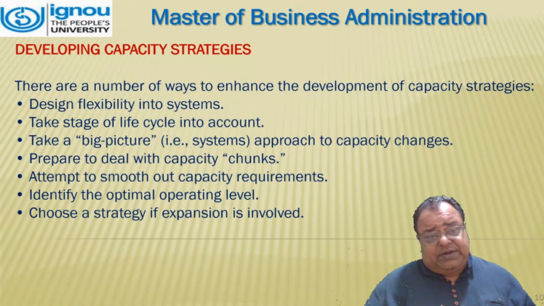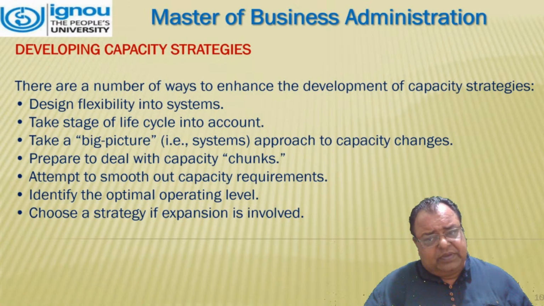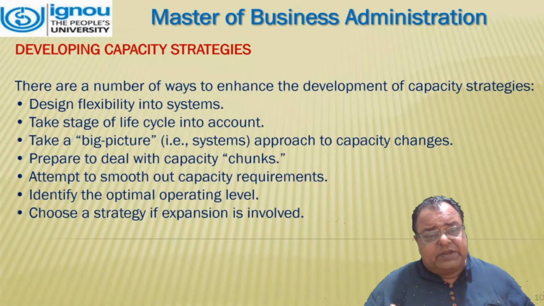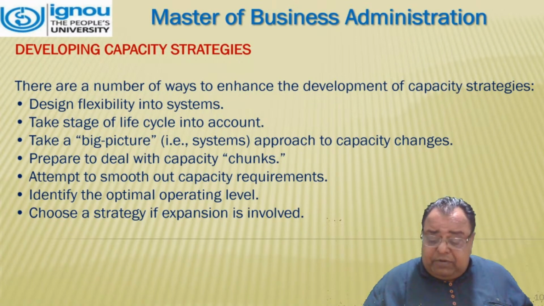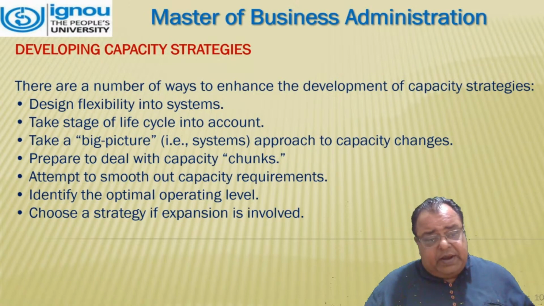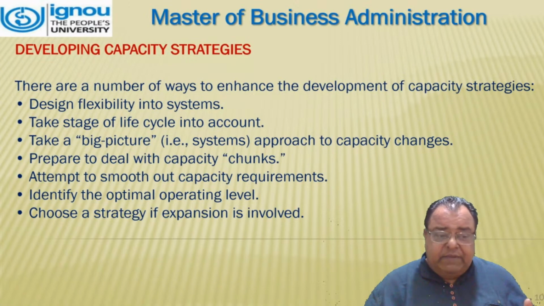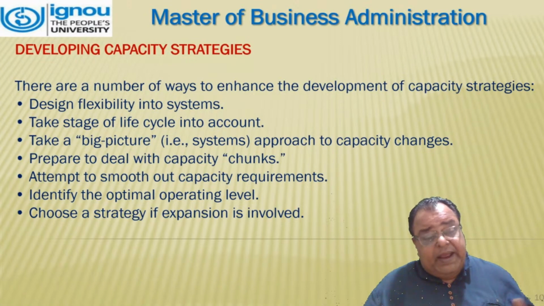Developing capacity strategies. There are a number of ways to enhance the development of capacity strategies. Some of them are explained over here. Design flexibility into the system. Take stage of life cycle into account. Take a big picture view, that is, a systems approach to capacity changes. Prepare to deal with capacity chunks. Attempt to smooth out capacity requirements. Identify the optimum operating level and choose a strategy if expansion is involved.